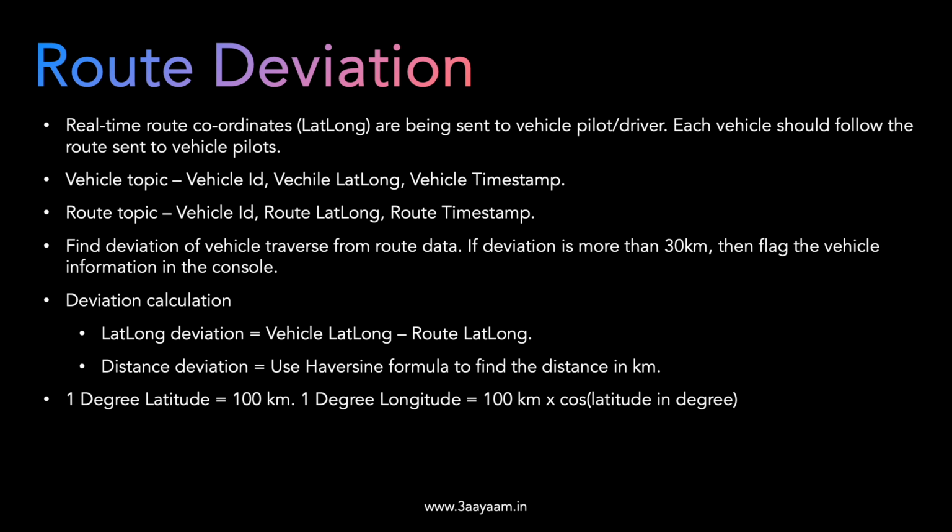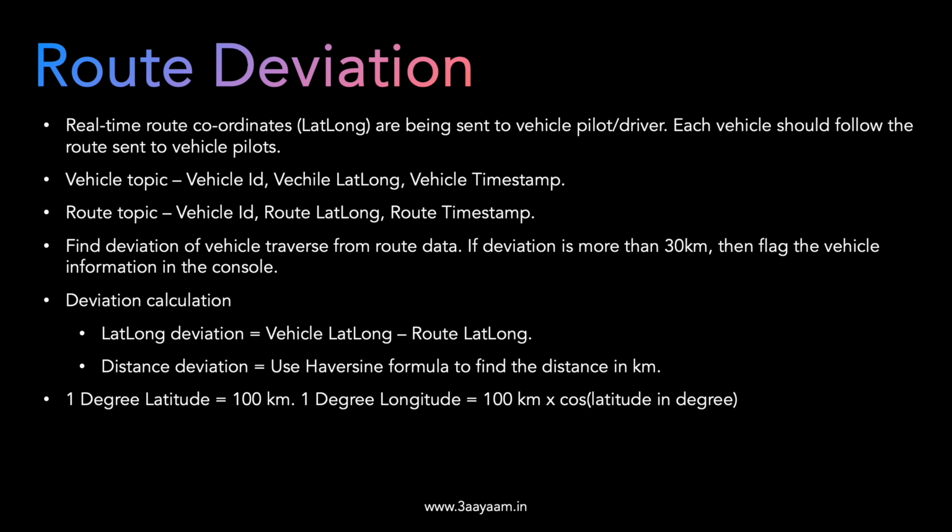So the real-time route coordinates, which is the route latitude and the route longitude, or the route lat long, are sent to the vehicle pilot or driver using an app. So the display of the vehicle would have the route information just like a Google map, let's say a predefined Google map, and the route would be displayed in the vehicle's monitor. And each vehicle should follow the route which is sent to the vehicle pilots or vehicle drivers.